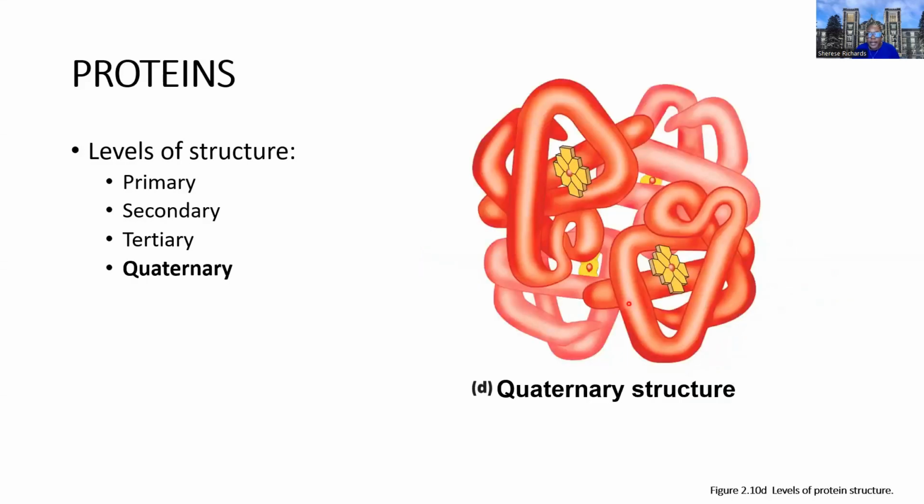Lastly, we have the quaternary structure, and here we can see four completely separate proteins that are coming together to form one very complex molecule. So this would be a tertiary structure, this would be a tertiary structure, and we have four of those coming together to form an even more complex molecule.